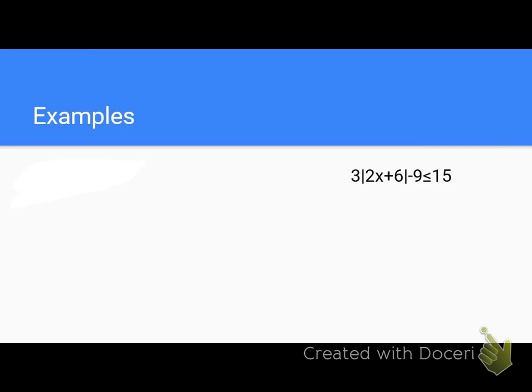Okay, so for this last example, we want to make sure we isolate the absolute value sign first. So we have to locate it first. So we have 3 times this absolute value sign of 2x plus 6. This is all in its own little parenthesis. All minus 9. So we could clearly see that it's not isolated right now. So we need to isolate it first.